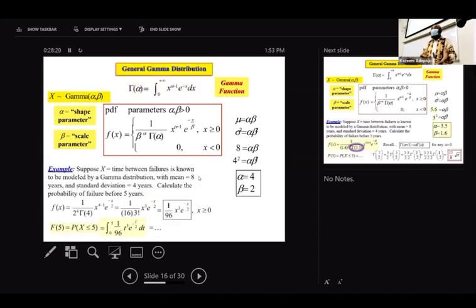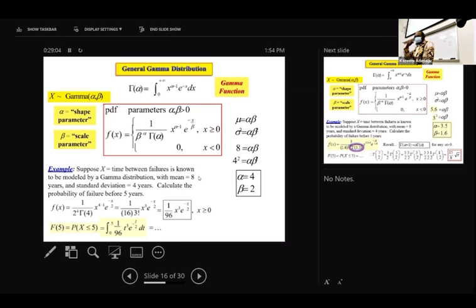Now, how do we solve problems with gamma distribution? Suppose x equals time between failures, time between the occurrence of an event. Like I said, under the continuous type distributions, whether it is normal, gamma, or exponential, when you look at exponential, gamma, Weibull, they are all distributions for modeling waiting time before the occurrence of an event. And that is the reason why in the exam, I'm going to tell you the particular distribution I'm talking about.